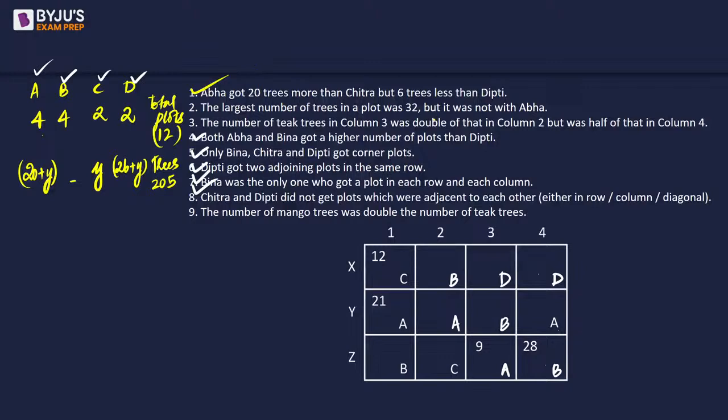Largest number of trees in a plot was 32. We don't see a 32 as of now, but it was not with Abha. So 32 will not be written there either. This is not 32. Okay.